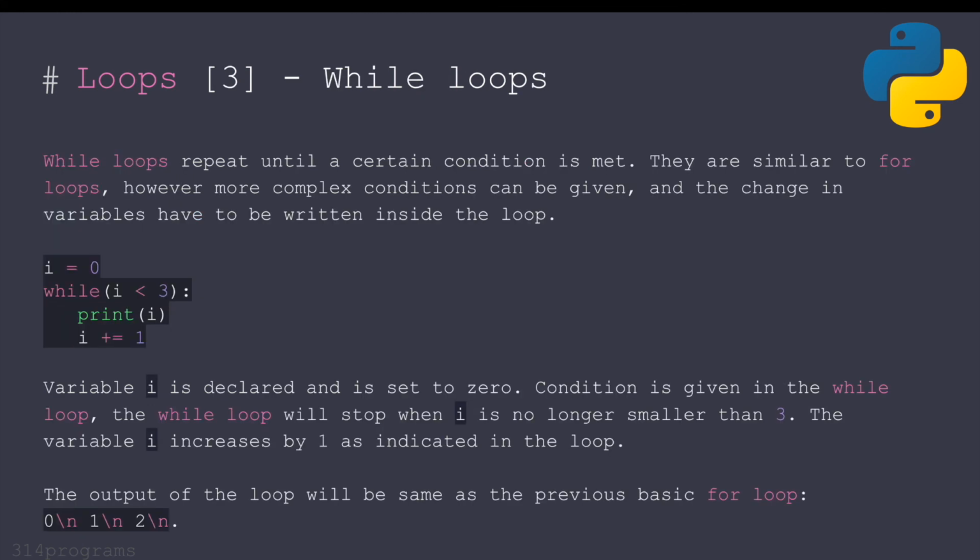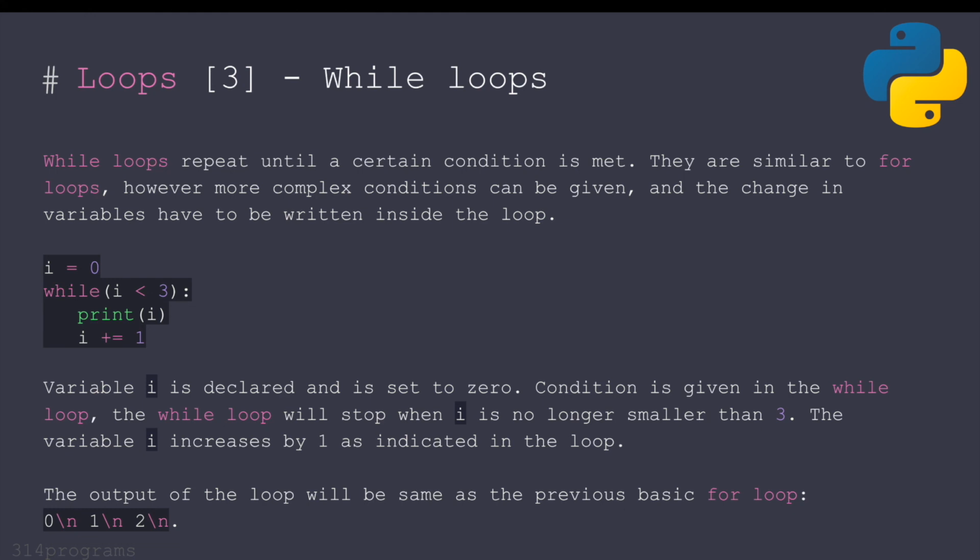Let's move on to while loops. While loops repeat until a certain condition is met, similar to for loops. However, more complex conditions can be given, and the change in variables has to be written inside the loop.